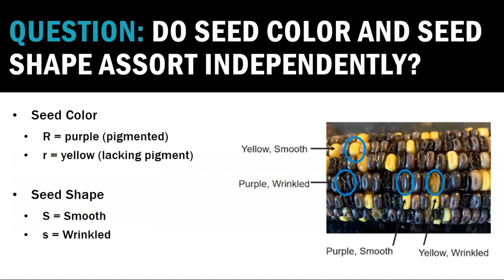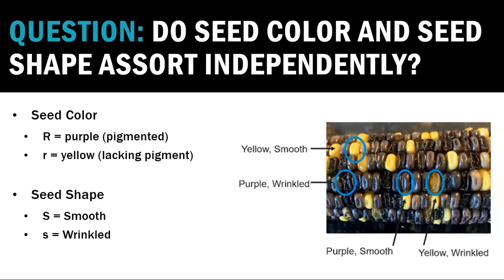So here is my question. Do seed color and seed shape assort independently? I'm going to be looking at two phenotypes here. I'm going to be looking at seed color. There are two types of seed color on my corn. I'm going to use the allele R to represent seed color. Capital R is purple, which means purple is the dominant trait because I'm using a capital letter. Lowercase r is yellow, which means yellow is going to be the recessive trait.